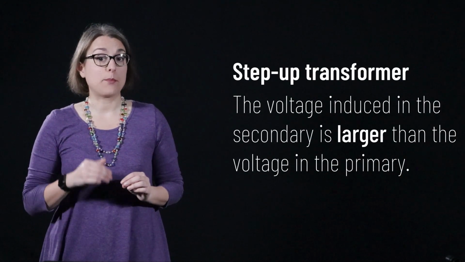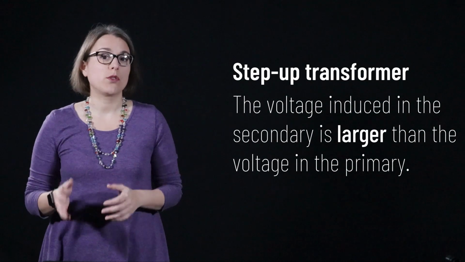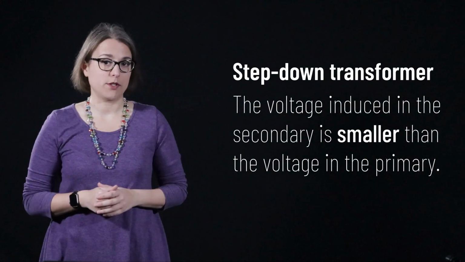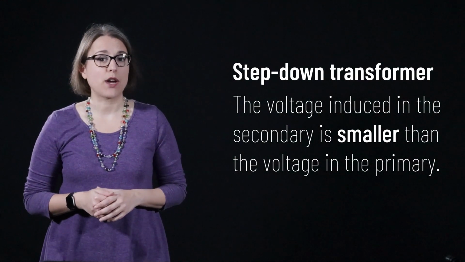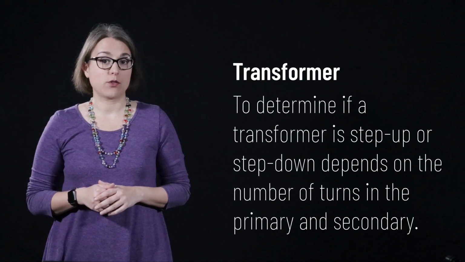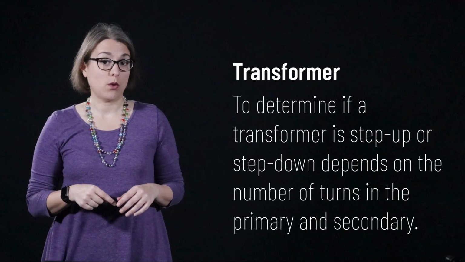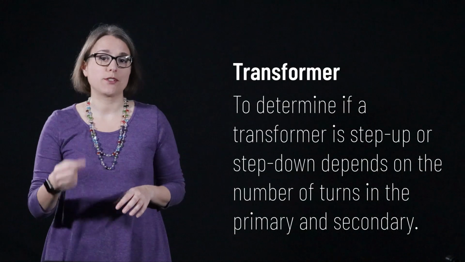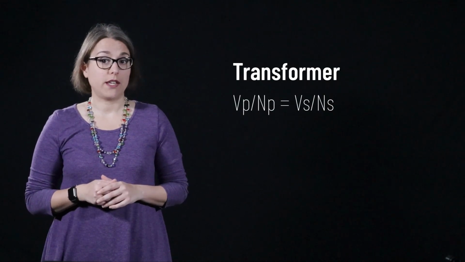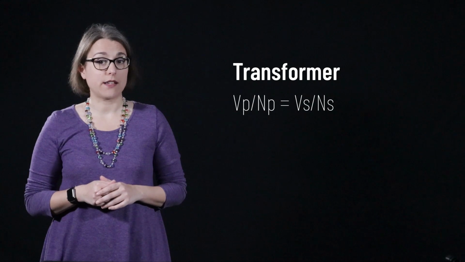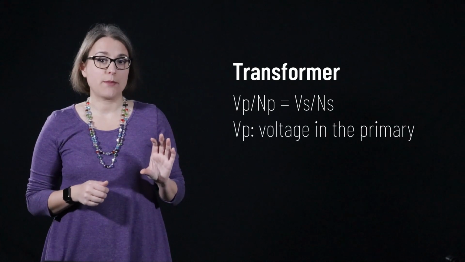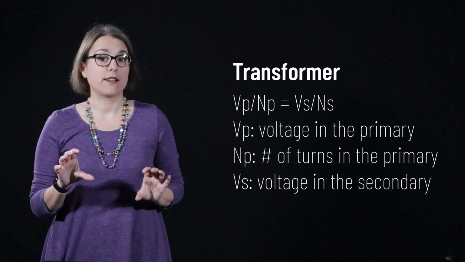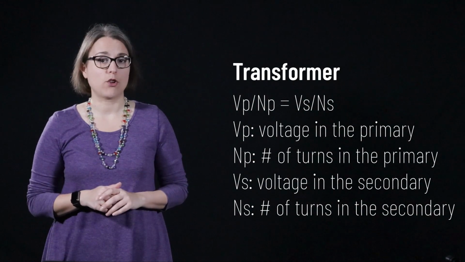It is possible to create a step-up transformer that creates more voltage on the secondary than the primary. It is also possible to create a step-down transformer that creates less voltage on the secondary than the primary. Whether or not a transformer is a step-up or a step-down, or if it does not change the voltage at all, has to do with the number of turns of wire in each transformer. In equation form, Vp divided by Np equals Vs divided by Ns. The voltage on the primary divided by the number of turns in the primary coil equals the voltage induced in the secondary divided by the number of turns in the secondary coil.